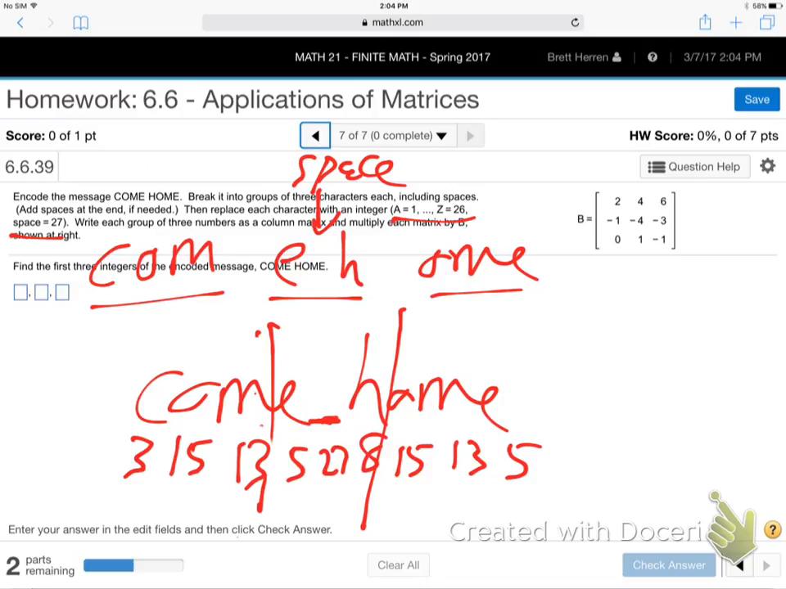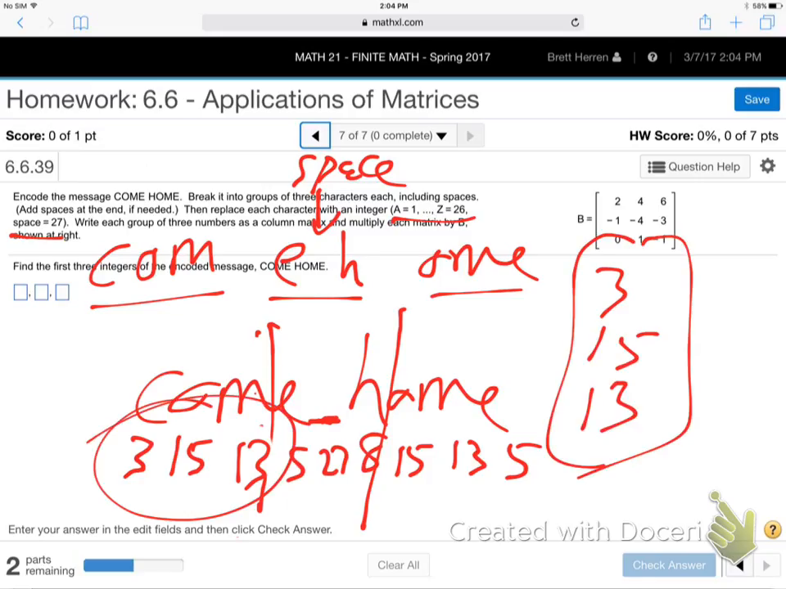So what they're saying is, all right, you take the 3, 15, 13, my first 3 right here. Do them in groups of 3 at a time. 3, 15, 13, and I'm going to multiply that by matrix B. Are you tracking with me? And that'll turn it into 3 different numbers, encoded. This matrix B here.